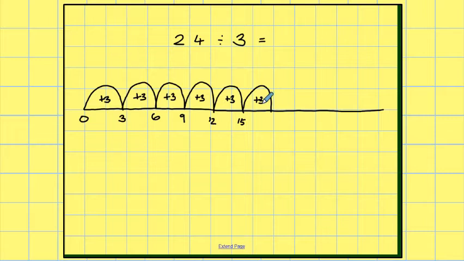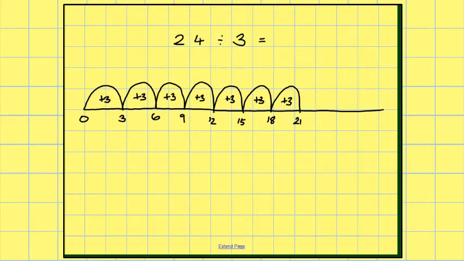Labeling each one as we go. Really important to label each one as you go. Have I? No. Can I? Yes. Okay. Really important to label, because then you'll know where you are and when you're getting close to the number. So have I reached 24 yet? No, but I'm at 21.